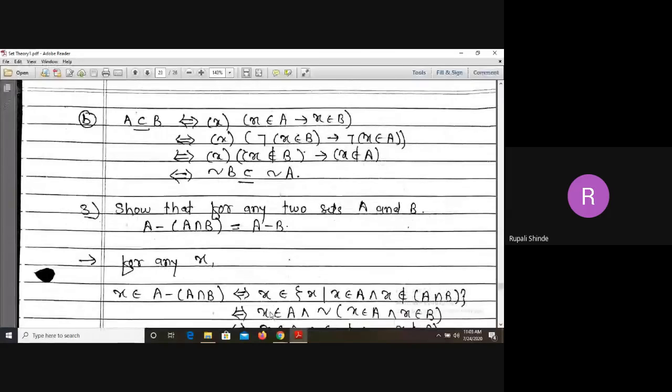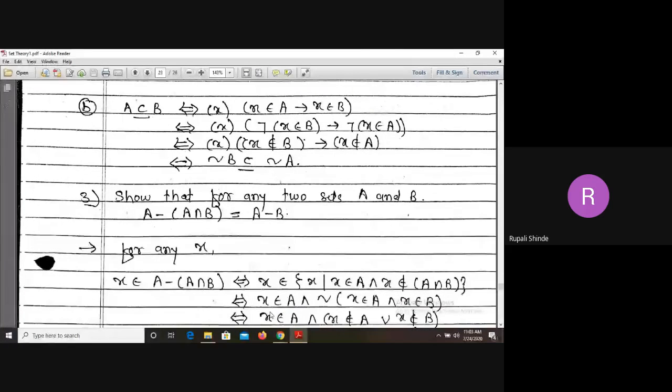So now we have to see the next example. Here again we have to prove one statement. For any two sets A and B, A minus A intersection B is equal to A minus B. Okay. So first of all we are going to consider LHS.